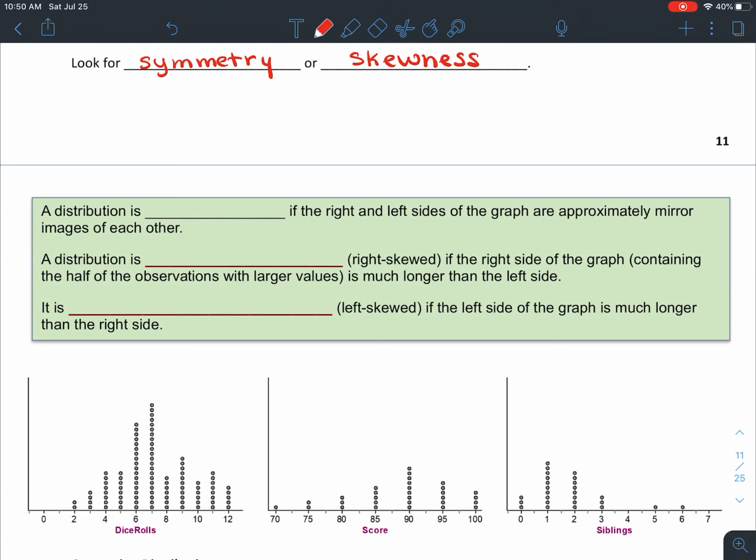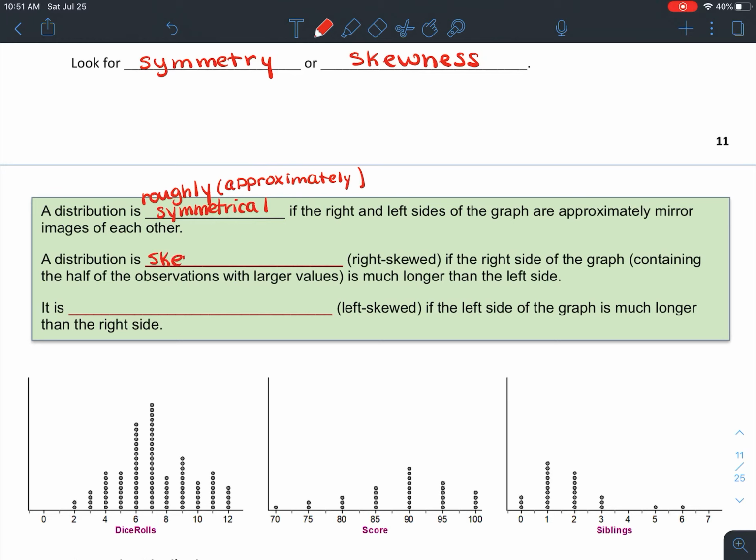A distribution is almost never going to be perfectly symmetrical, so you're going to use either the word roughly symmetrical, or you could exchange the word roughly for approximately symmetrical. It is good to put that in front of the word symmetrical. A distribution is considered symmetrical if the right and left sides are about mirror images of each other.